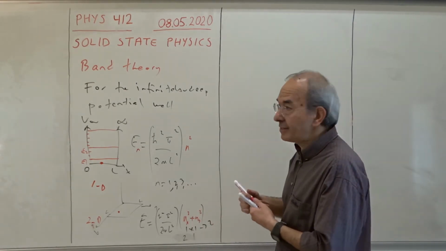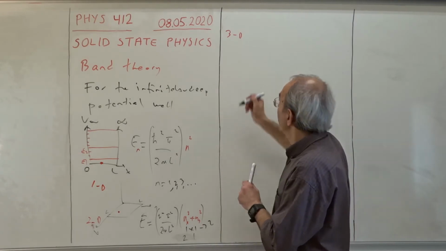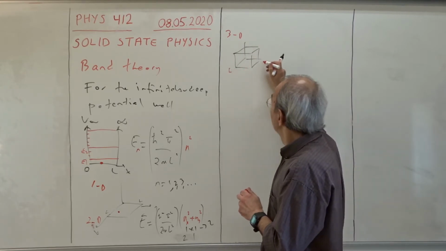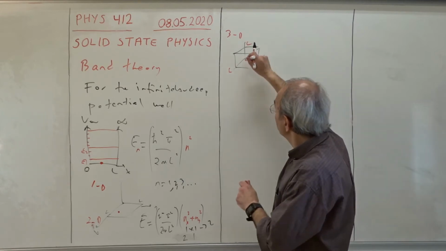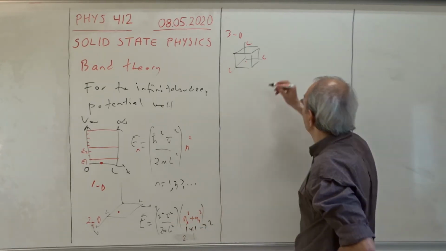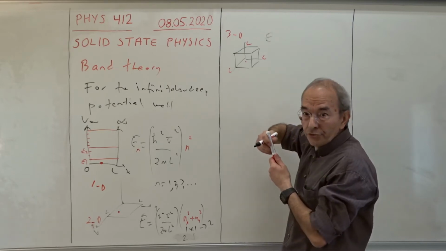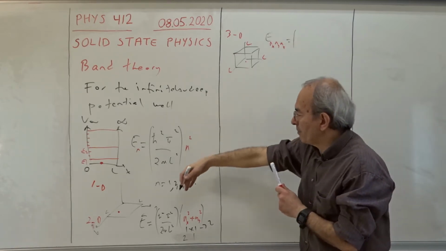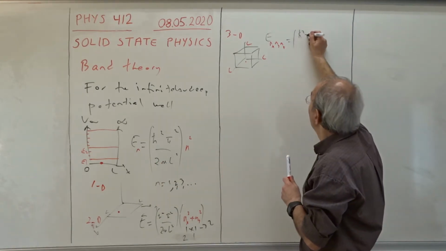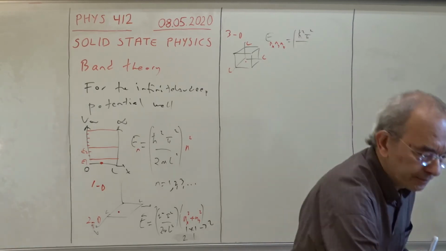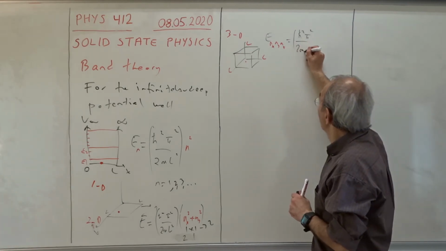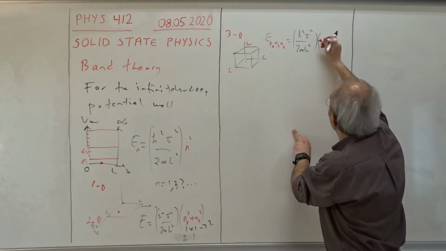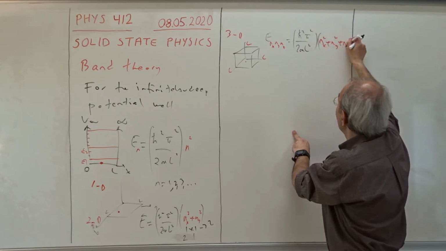So let's consider the three-dimensional case. Again, we have a cubical box, for instance, L by L by L, with axes X, Y, Z. There is a particle inside, and the energy formula depends on three quantum numbers, nx, ny, and nz. It corresponds to the same basic unit, h bar squared pi squared over 2mL squared, multiplied by a combination of squares of these parameters: nx squared plus ny squared plus nz squared.